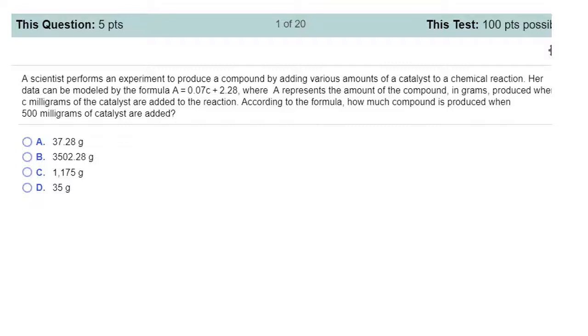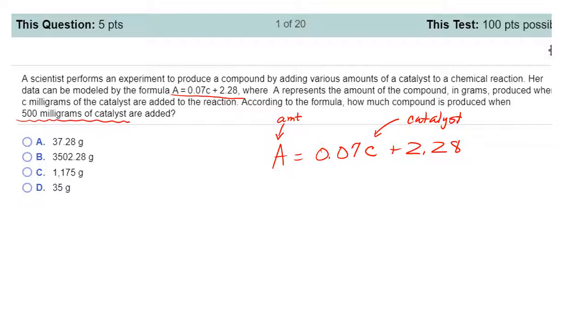It's about a scientist that is performing an experiment, and we are given the formula A equals 0.07 C plus 2.28. A represents the amount of a compound, and that's in grams, and then C would be the milligrams of the catalyst that is added to this compound for the reaction to occur. The question is, how much of the compound is produced if you have 500 milligrams of catalyst?